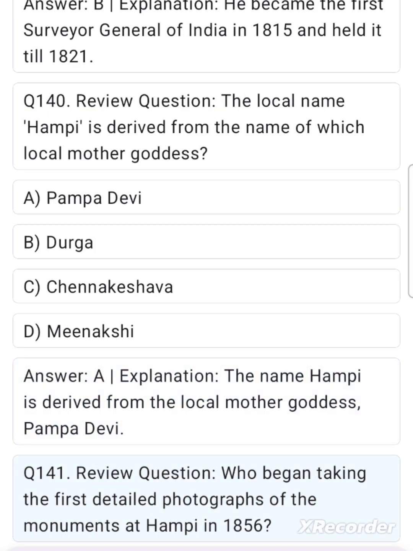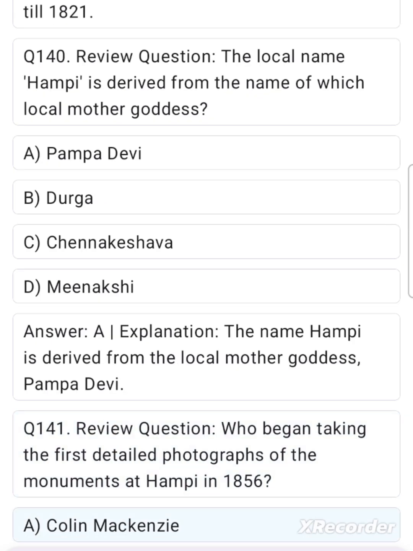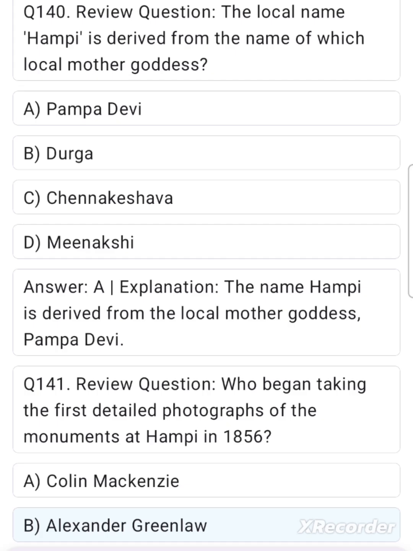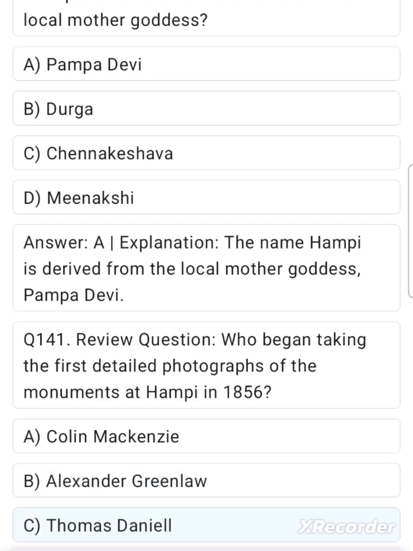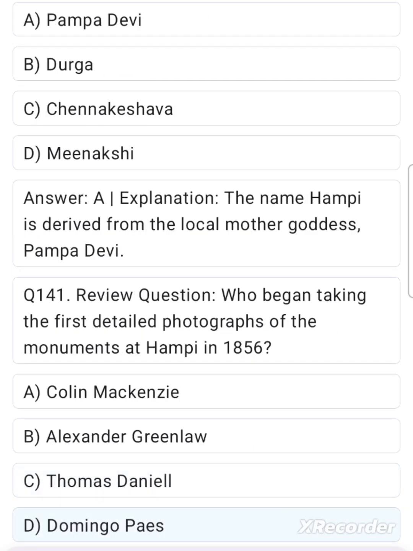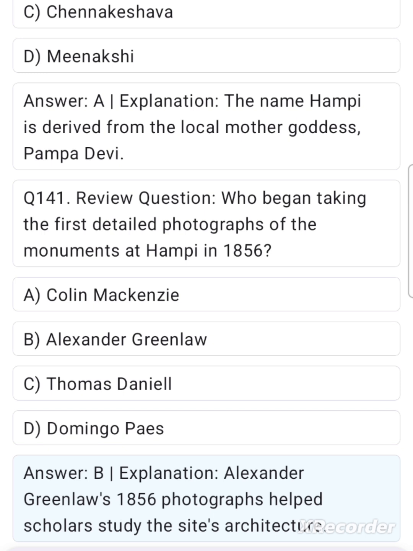Q 141. Review question. Who began taking the first detailed photographs of the monuments at Hampi in 1856? A. Colin Mackenzie. B. Alexander Greenlaw. C. Thomas Daniel. D. Domingo Paes. Answer: B. Explanation: Alexander Greenlaw's 1856 photographs helped scholars study the site's architecture.